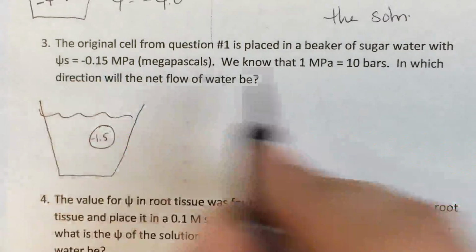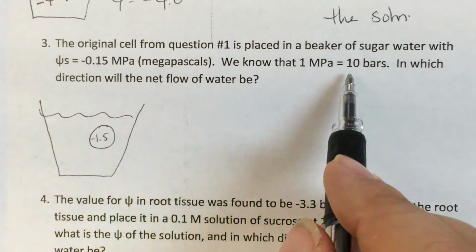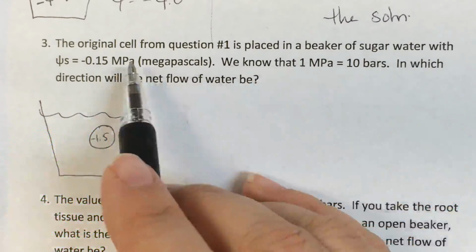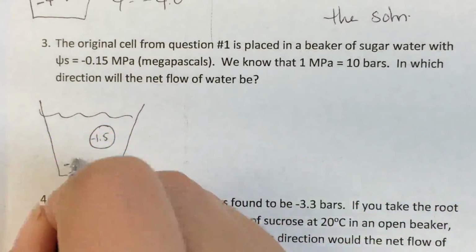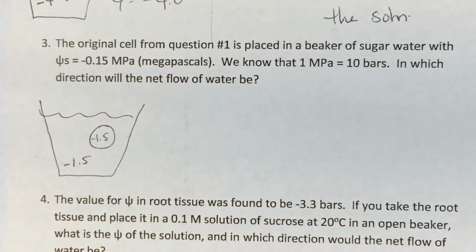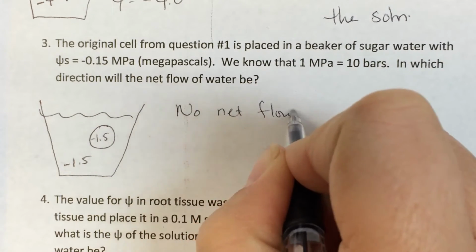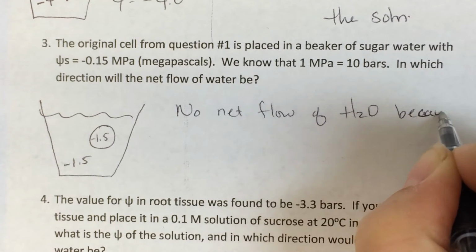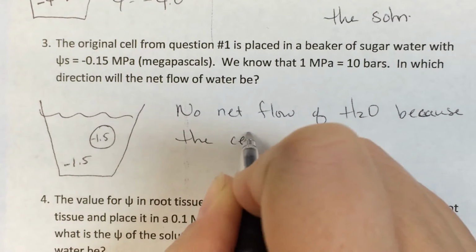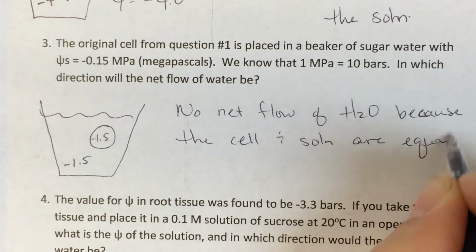They gave us the psi s of the solution as negative 0.15 megapascals, but we need our stuff in bars. So we multiply our megapascals times 10 bars, and we get that our solution is also negative 1.5. This means they are going to be in equilibrium. So our correct answer would be no net flow of H2O because the cell and solution are equal.